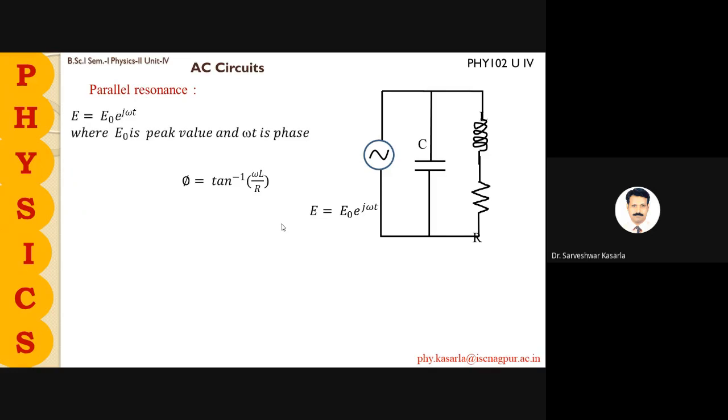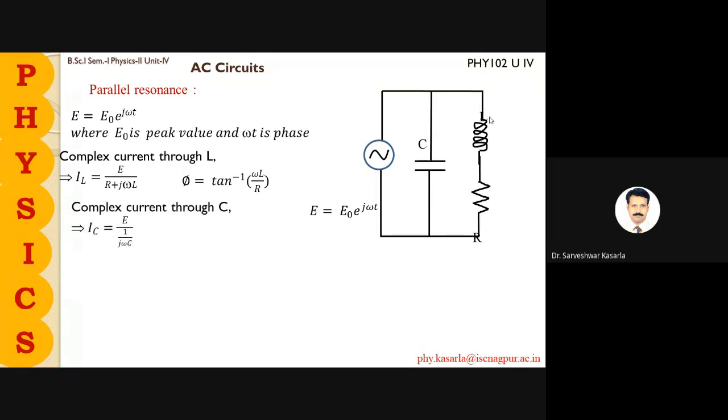So E is equal to E0 e to the power j omega t is the applied EMF. E0 is the peak value and omega t is the phase. The complex current through L is given by IL is equal to E upon R plus j omega L. So current is equal to EMF upon impedance, and the impedance is R plus j omega L. This is through this branch.